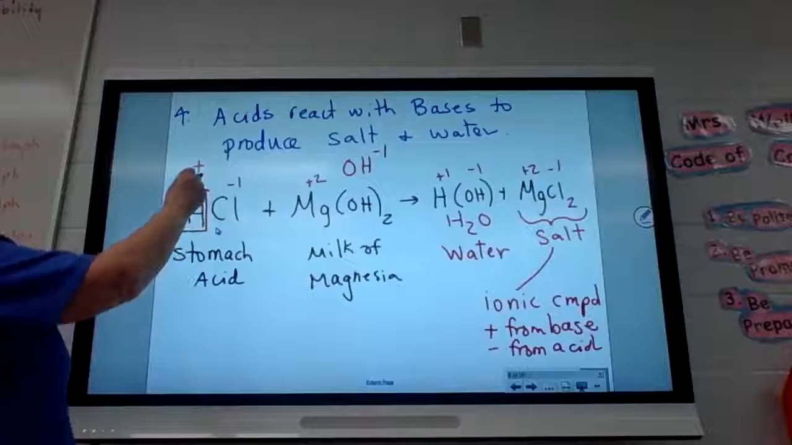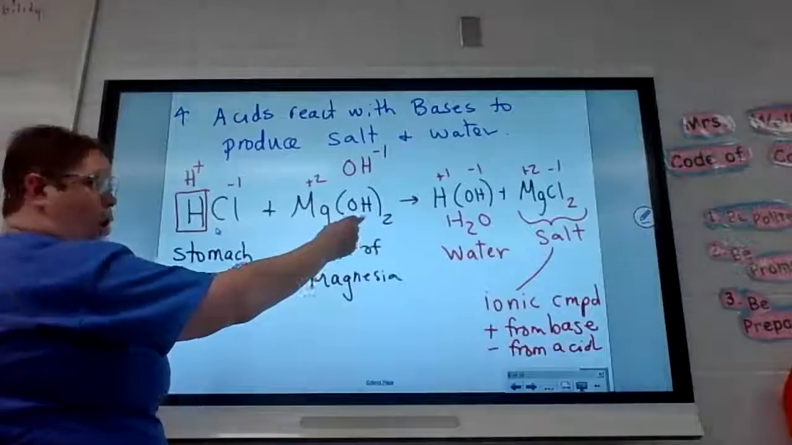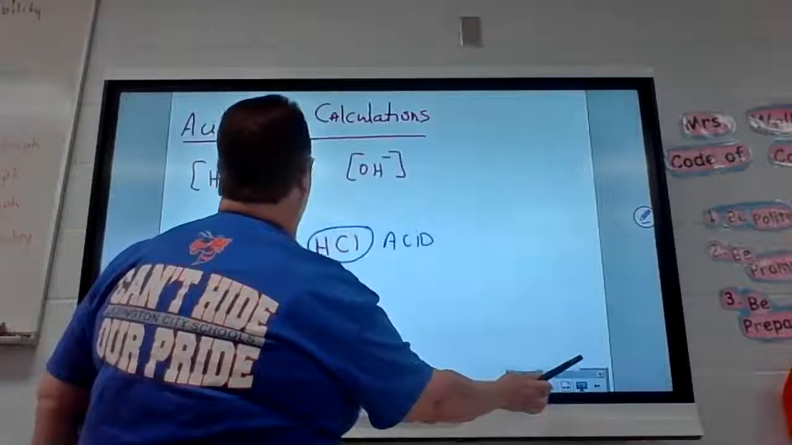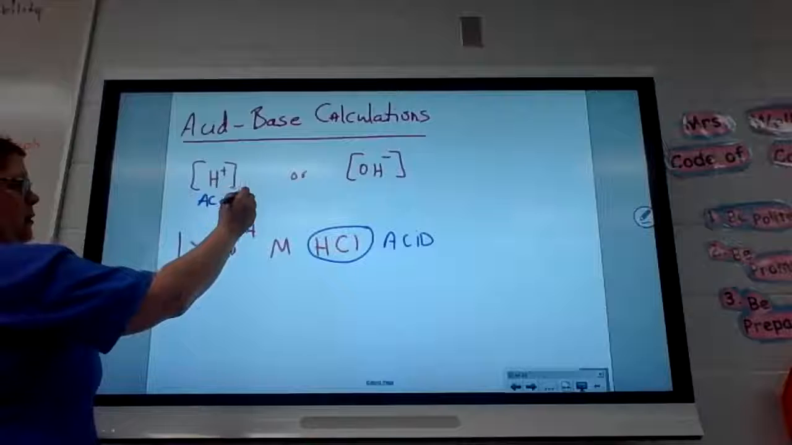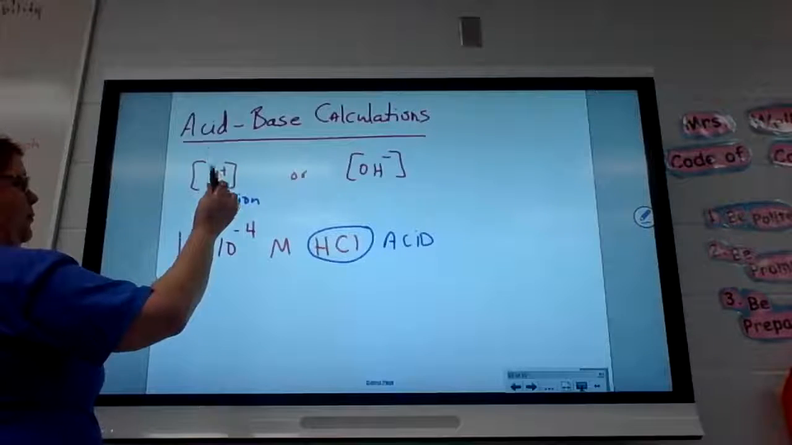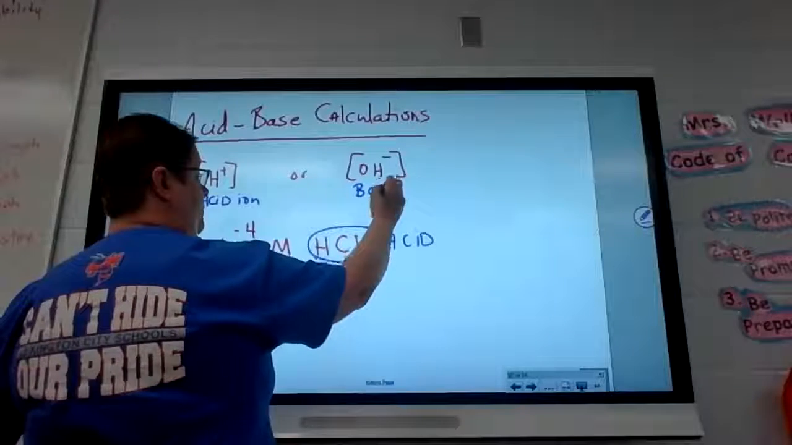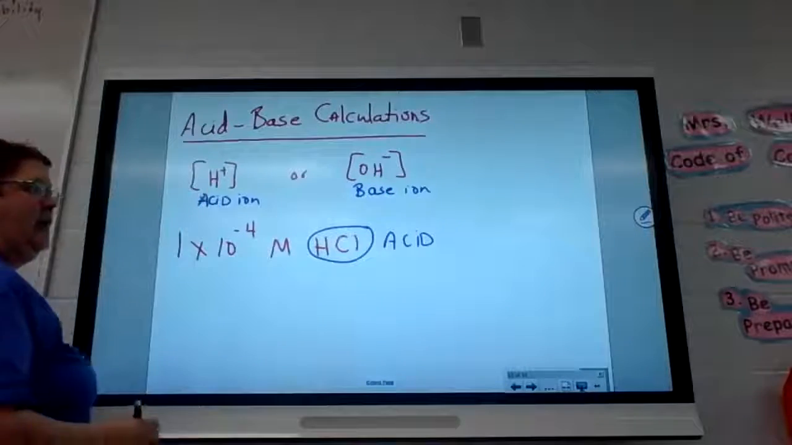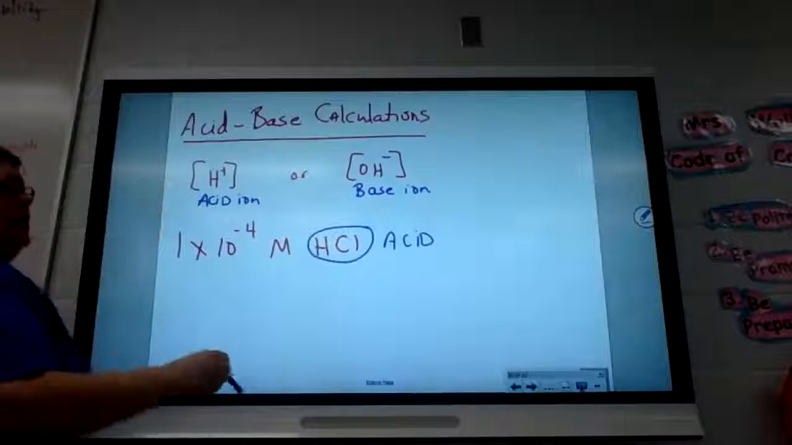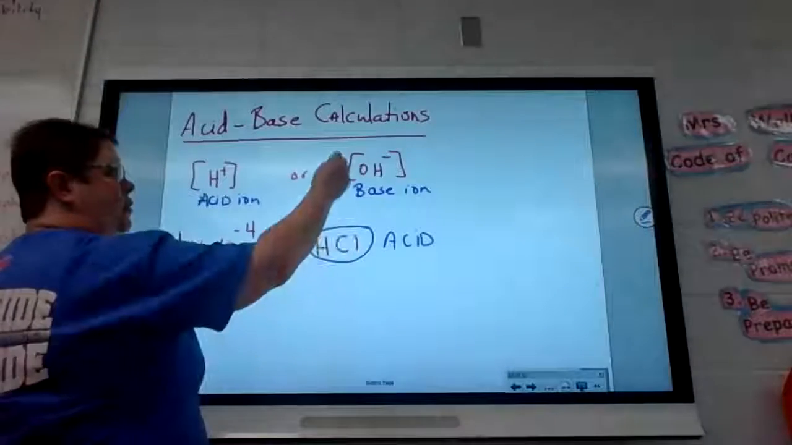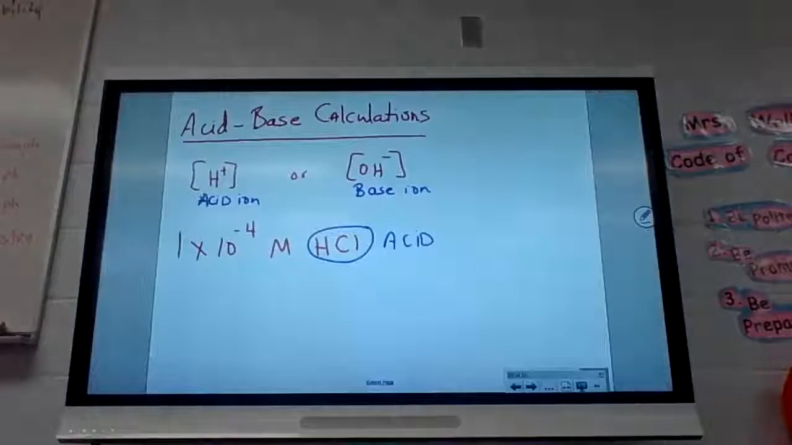All acids have H ions, or acid ions. All bases have what ions? OH. So this is the acid ion, and this is the base ion. Every time they give you an acid, you are always going to know the acid ion. Every time they give you a base, you are always going to know the base ion. Does that make sense?